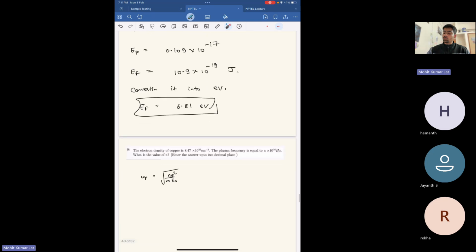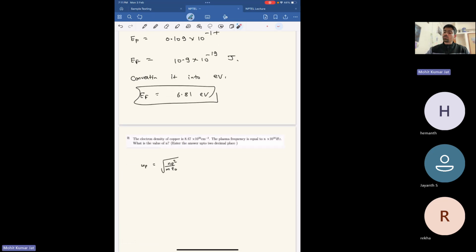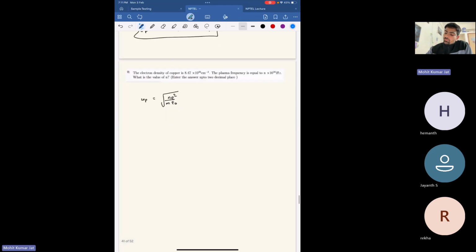Okay, if no more questions, then I'll move on to solving the next problem, which is the electron density of copper. So the problem is like 8.47 times 10 power 22 per centimeter cube. I want it in meter, so 8.47 times 10 power 28 per meter cube.